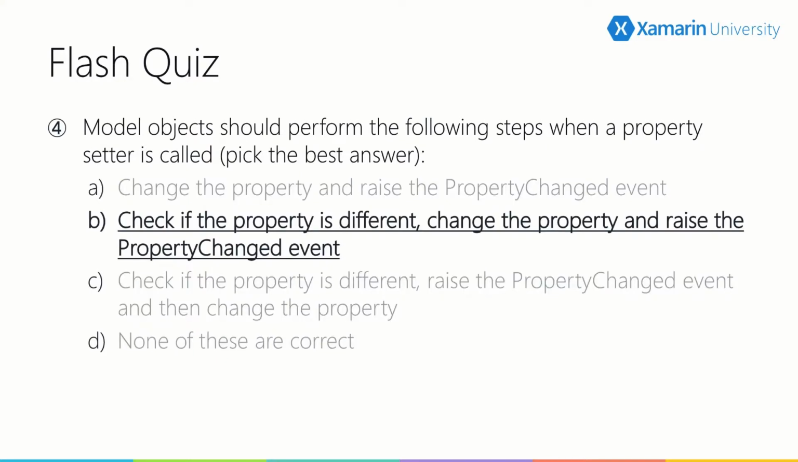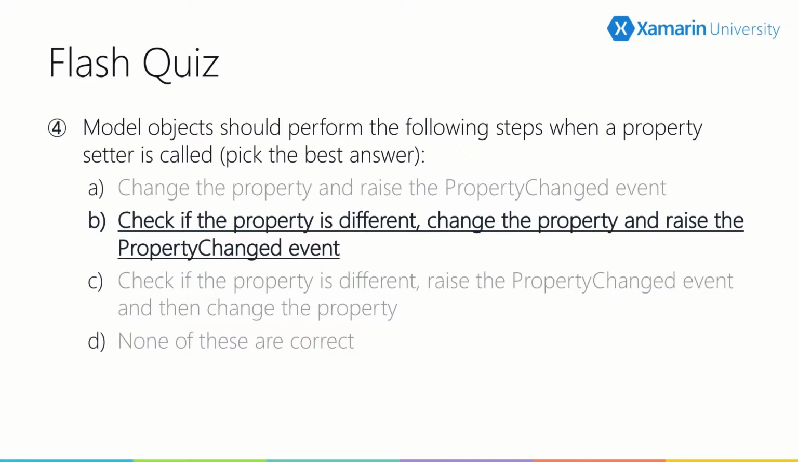The correct answer is that we would first check if the property is different, then change the property, and then raise the event. What about A, if you would just change the property and then raise the event? Well, the result would be the same. It's just that you would raise way too many property changed events, even if the value hasn't changed at all.